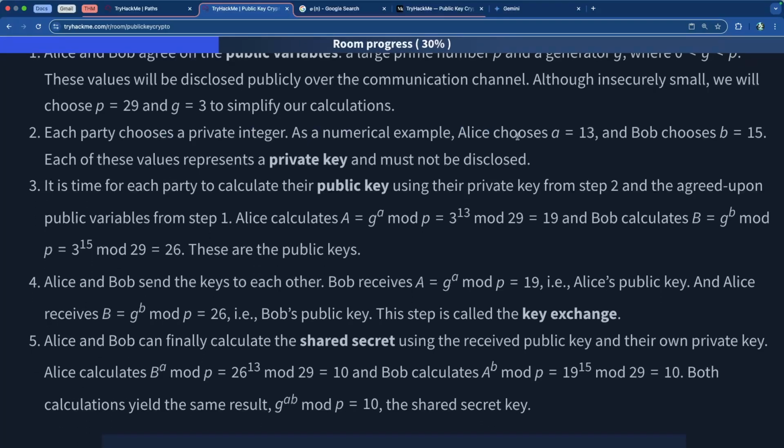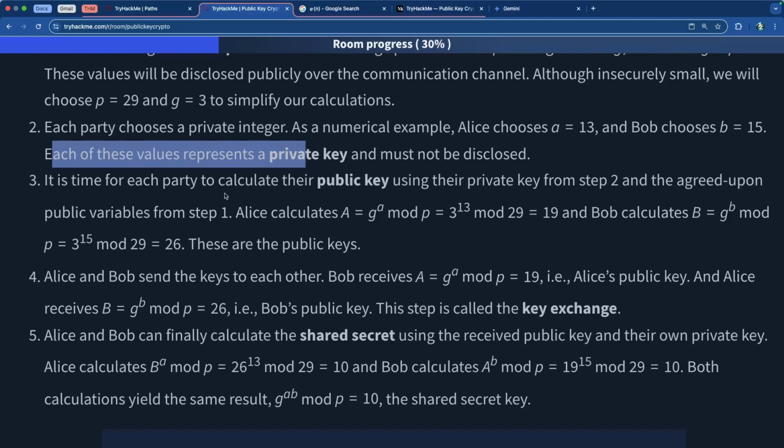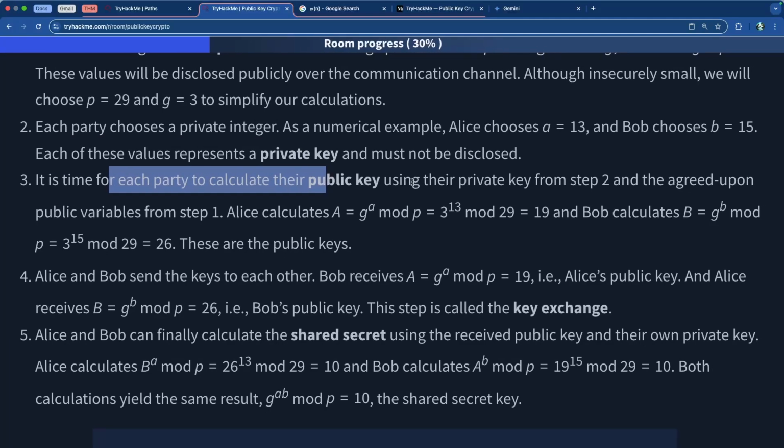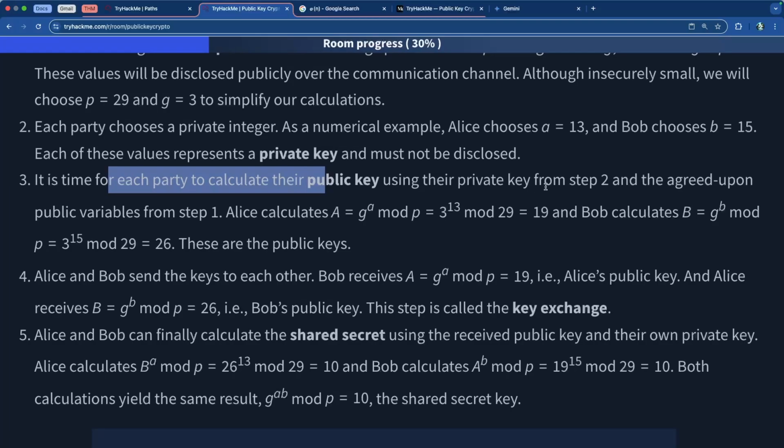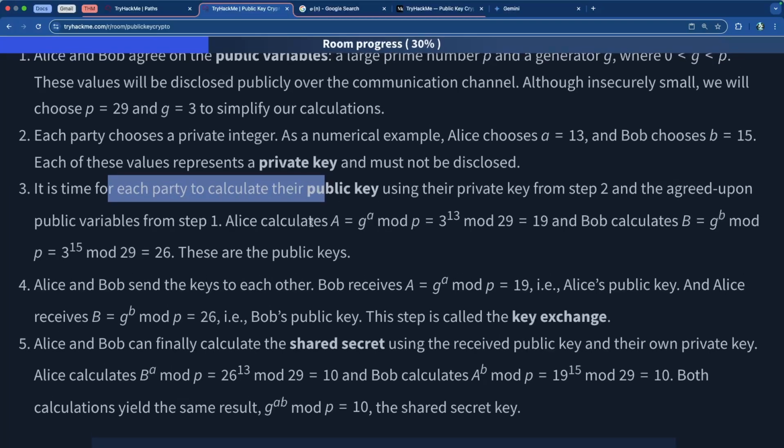Each party chooses a private integer. As a numerical example, Alice chose A equals 13, and then Bob chose B equals 15. Each of these values represent a private key and must not be disclosed. It is time for each party to calculate their public key using their private key from step 2 and the agreed upon public variables from step 1. So Alice calculates A equals G to the power of A mod P equals 3 to the power of 13 mod 29 equals 19.